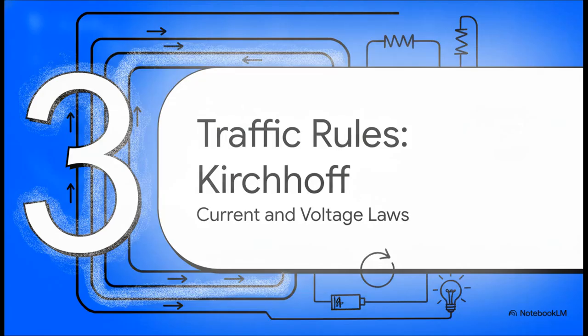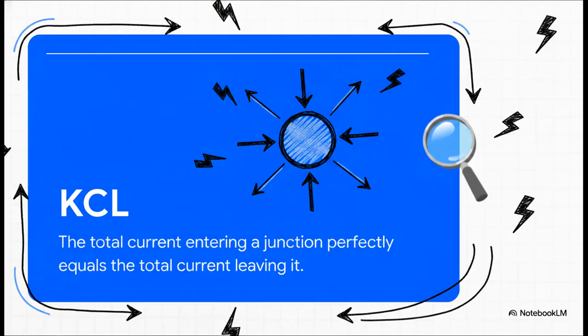Which brings us to Section 3, the traffic rules. We're talking about Kirchhoff's laws. Okay, so now that we've mapped out our intersections and our loops, we need to understand the laws that govern the traffic flowing through them. Enter Kirchhoff. He gave us 2 totally inescapable rules. The first is Kirchhoff's current law, or KCL. This is the ultimate what goes in must come out balancing act of the electrical world. It states that the total current entering a junction, or a node, must perfectly equal the total current leaving it. Energy doesn't just mysteriously vanish, and it definitely doesn't appear out of thin air at an intersection.